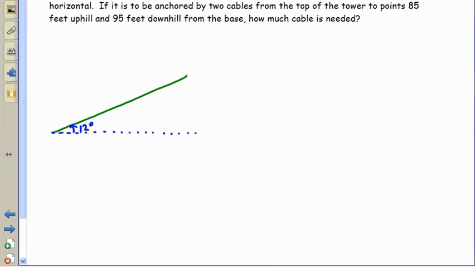Then it says that we have some antenna tower that is 100 feet tall. Pretend that's straight. So this is 100. And we know that we're going to place a cable 85 feet uphill. So from here to here, this is my cable. So this is 85 feet uphill. And then downhill, which would be this length right here, is going to be 95 feet.